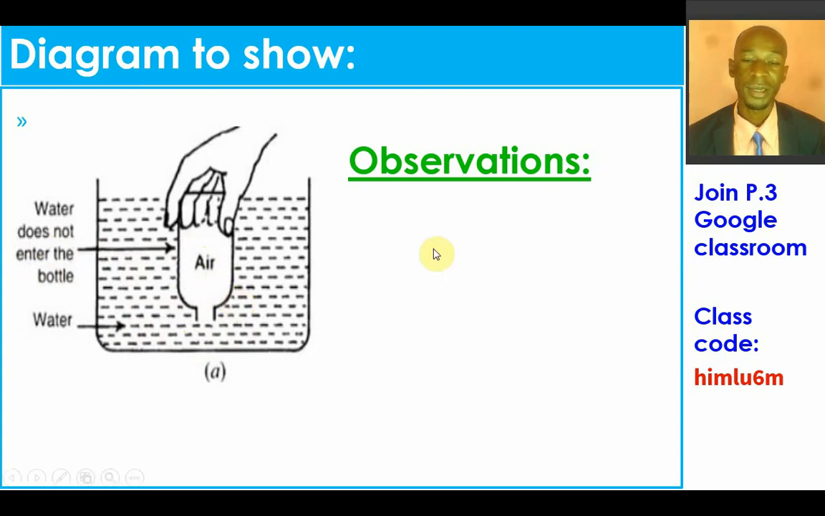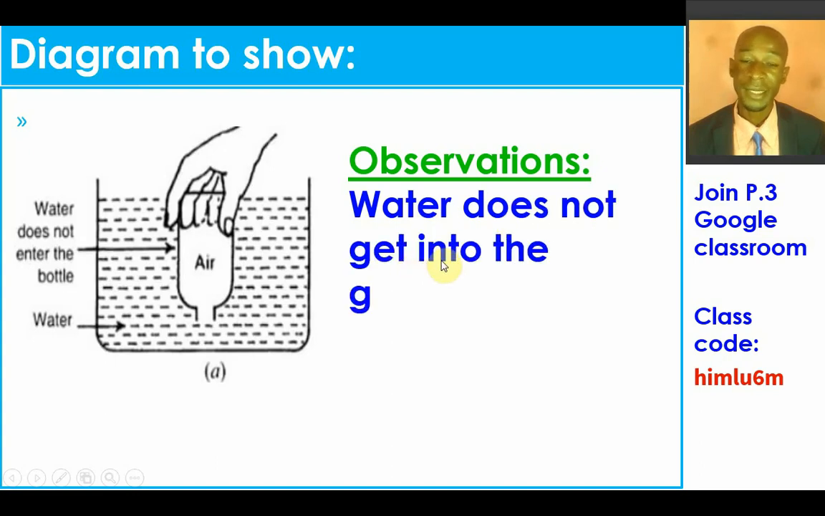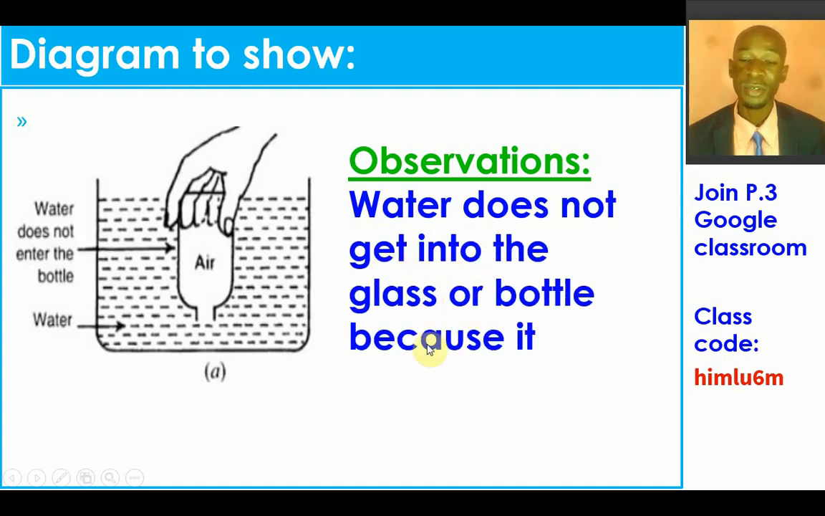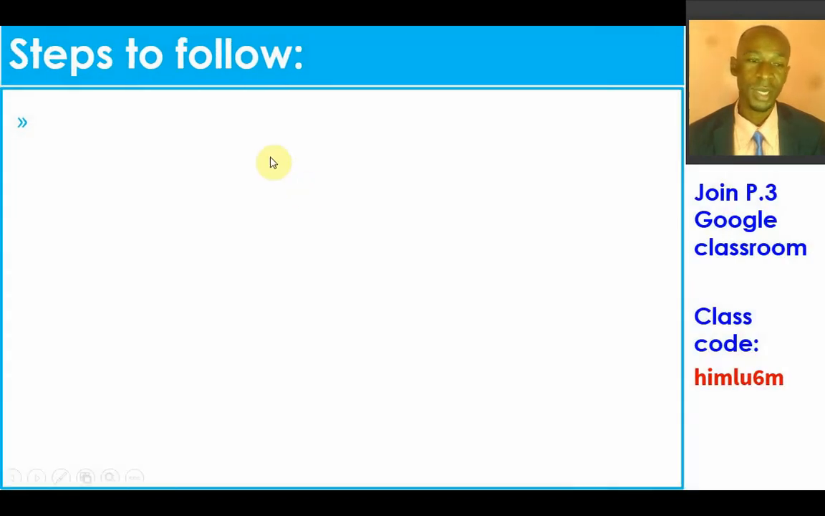So, which observation do we make here? We see that water does not get into the glass or bottle. Why? Because it contains air. And how are we going to see this air physically to prove? Someone will still doubt you, saying, no, for me I can't see air. This is what we can do. Let's get to step number 4 and you see what will happen.